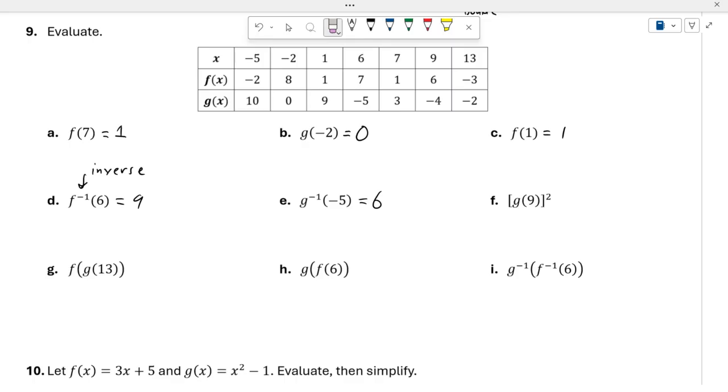Brief note here: if we had more than one -5 in the table, you wouldn't be able to answer that question. It would be a function, but it wouldn't be a one-to-one function. You would not be able to answer that question because you would have multiple inputs that result in the same output, which again does not prevent it from being a function. It just means it's not a one-to-one function, and you can't have an inverse of a non-one-to-one function.